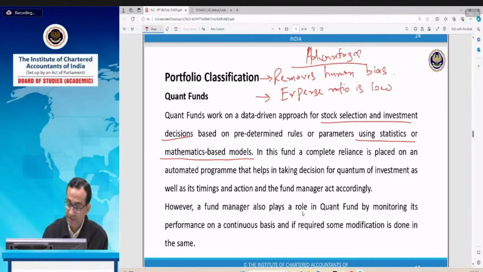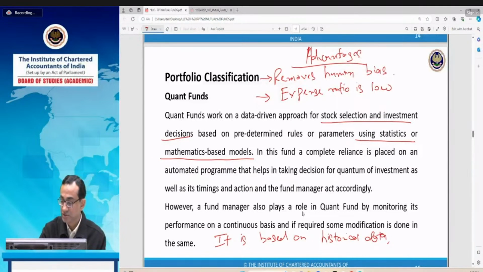But the disadvantage is that it is based on historical data. So it is not 100% foolproof. Investment in a quant fund is not 100% foolproof. There are pros and cons in quant funds.